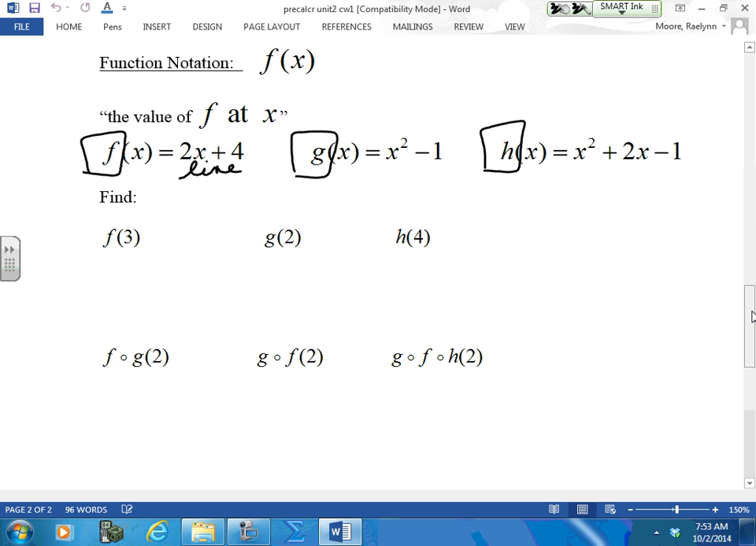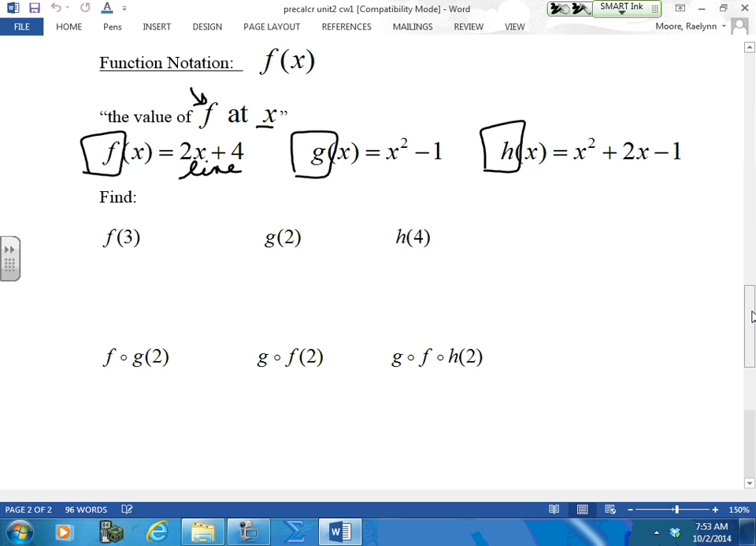Function g is going to give me what? Parabola. Function h is going to give me what? Parabola. Okay, when we read this, we read the value of your function at x. In other words, the value of your function is always which one, the x or the y?